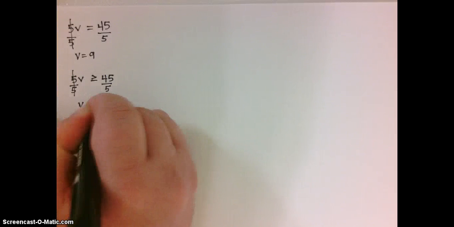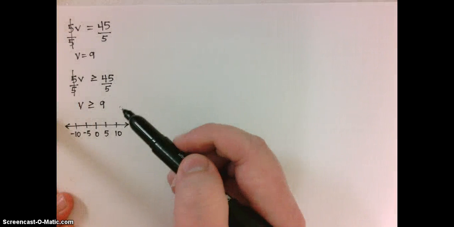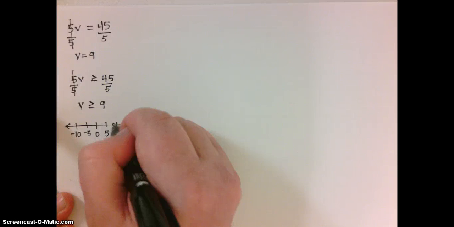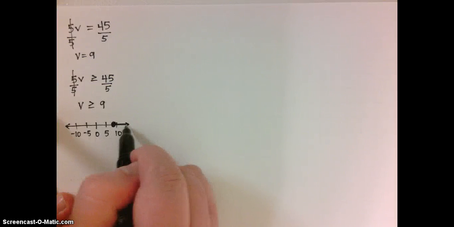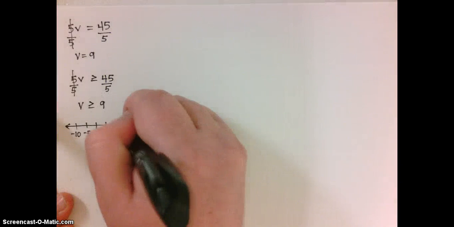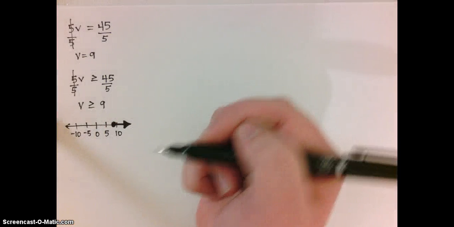We're going to graph it on a number line. And because it can be equal to the number 9, I am going to fill it in. And it's any number that is bigger than or equal to 9. We say greater than. Any number that's larger or equal to 9.